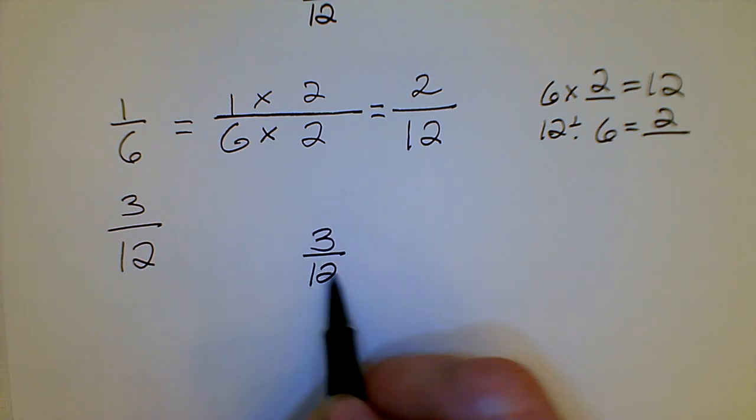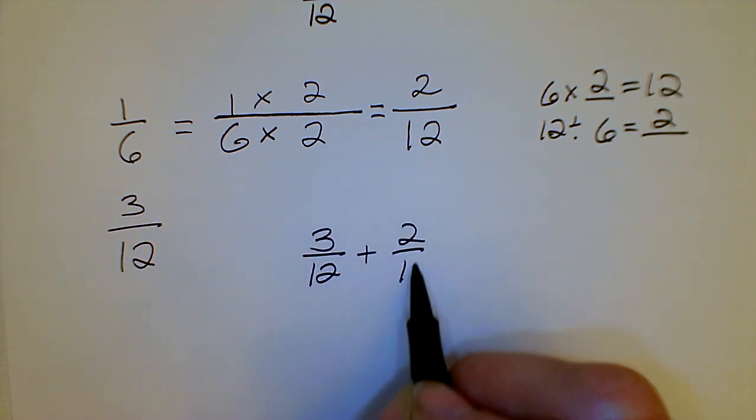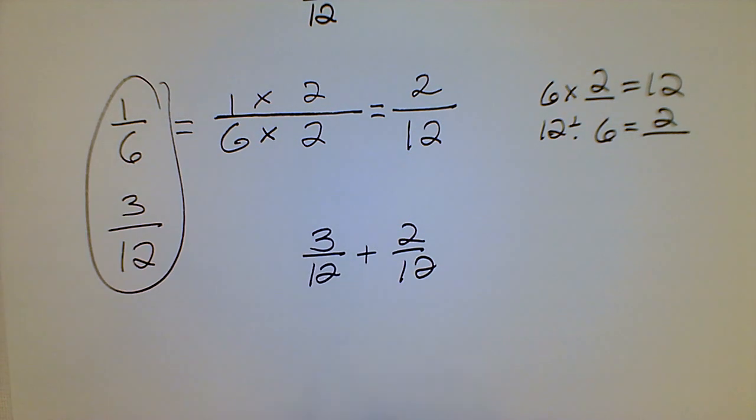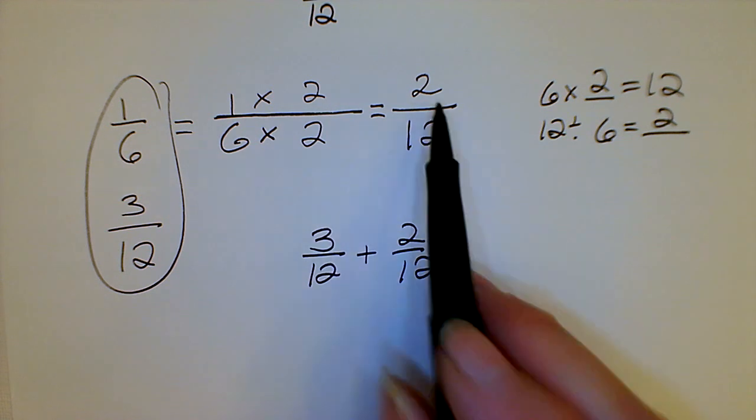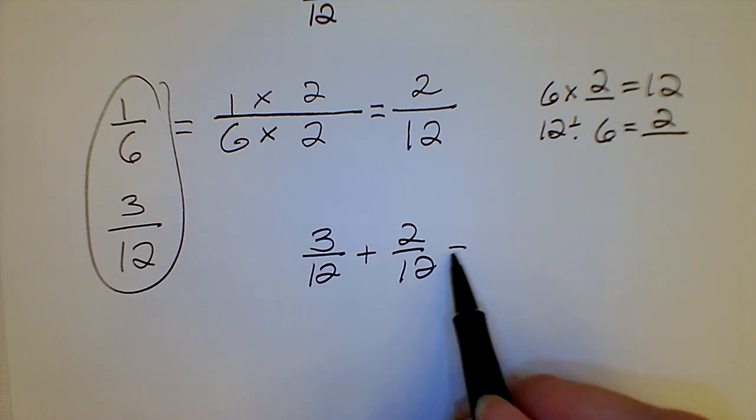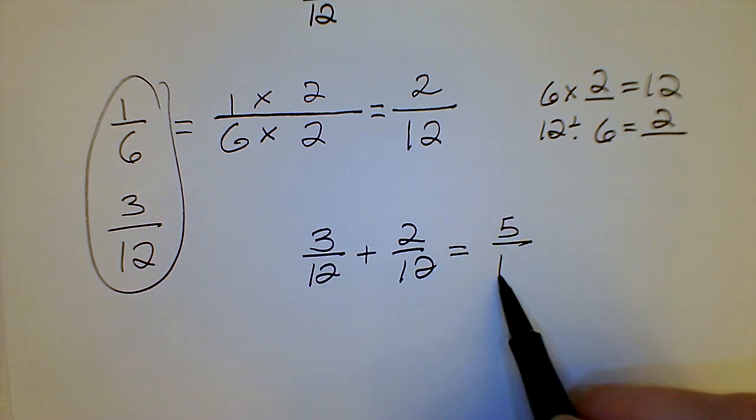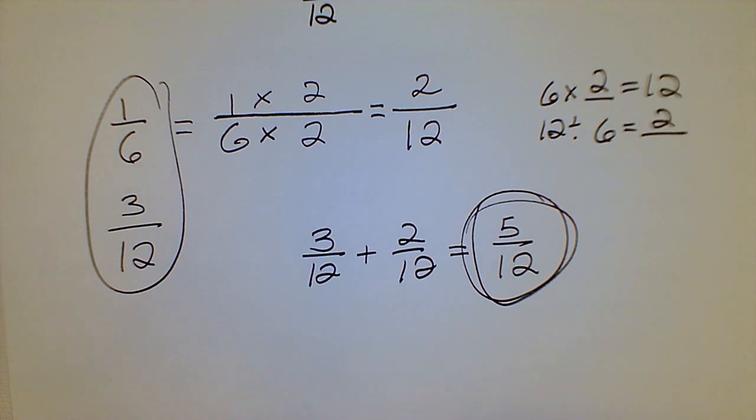So another way to say that is to say 3 12ths plus 2 12ths, because what I'm doing is I'm adding these two. Remember, that was the original equation or problem. So where was I? I have my 2 12ths, I have my 3 12ths. What do I get? I get 5 12ths. Nice and easy. Okay, so whichever way works for you is the way I want you to do the problems in the problem set.